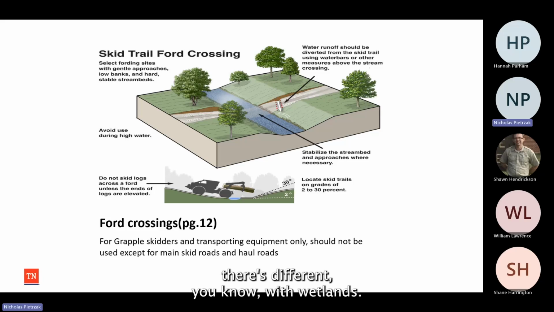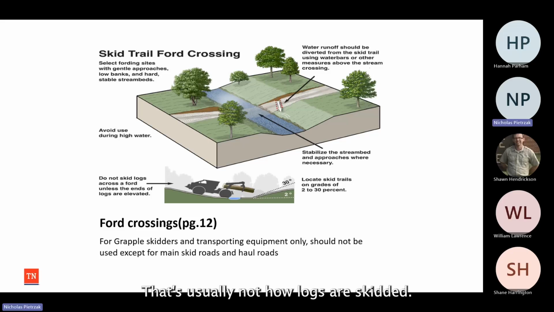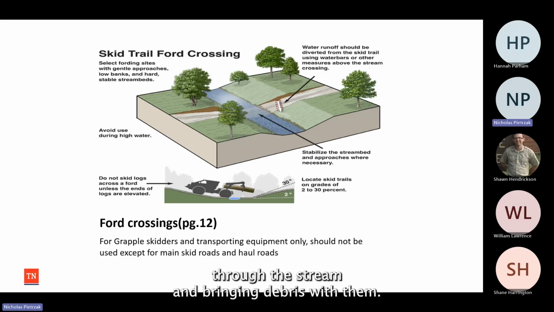That's different with wetlands. You want to use things that are there already so you don't alter the chemistry of them. But with this, it's different. You can see in the illustration here with the grapple skidder how the logs are already cut to length and lifted up. That's usually not how logs are skidded, but sometimes it might happen. Ford crossings are ideal for trucks, so log trucks coming in and out, that's fine. As long as logs aren't getting dragged through the stream and bringing debris with them, it's okay.